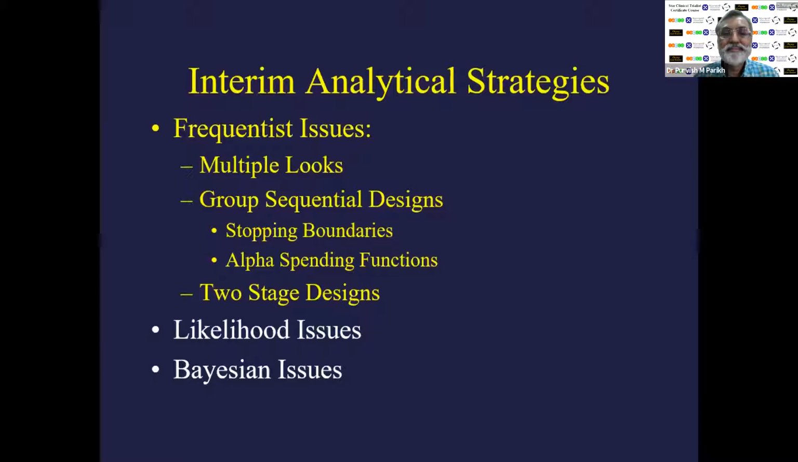The issues that arise are multiple looks at the data and why they can be problematic and how to control those problems, and then several designs including stopping boundaries and alpha spending functions by which we can undertake interim analysis and yet not inflate the type 1 error in a study. And of course, we can also have adaptive 2-stage or 3-stage designs that include multiple looks at the same data as it is accumulating.